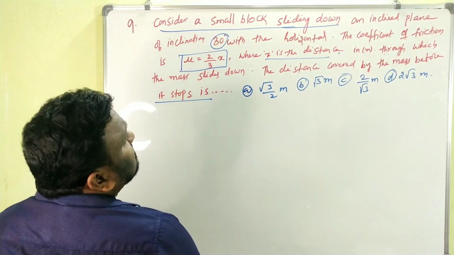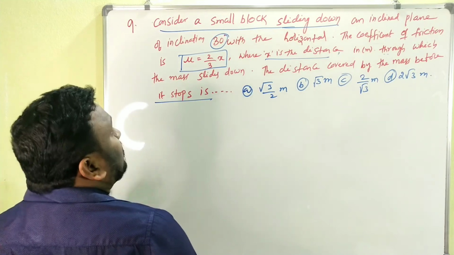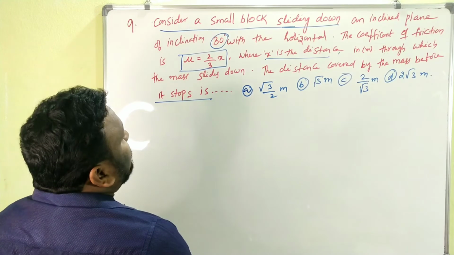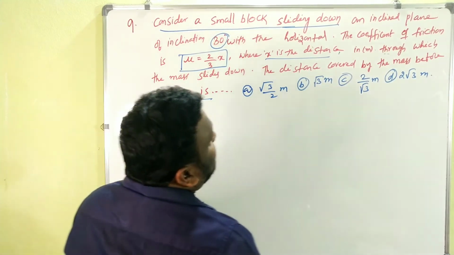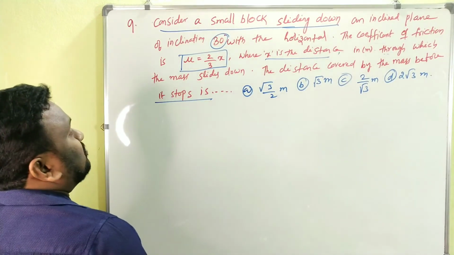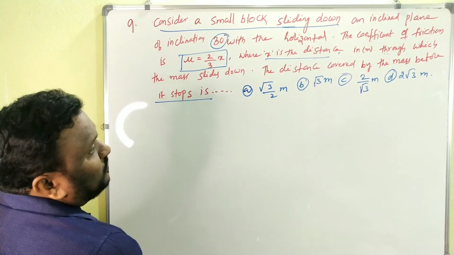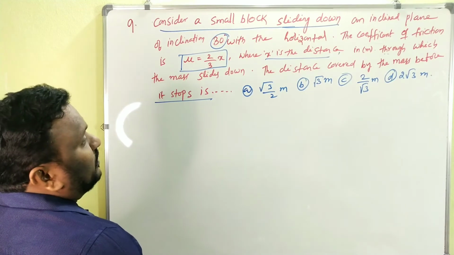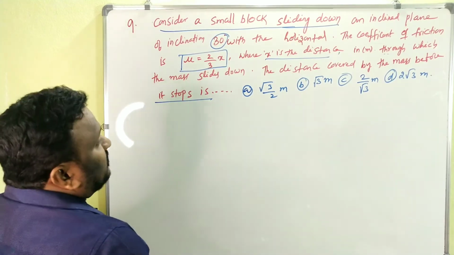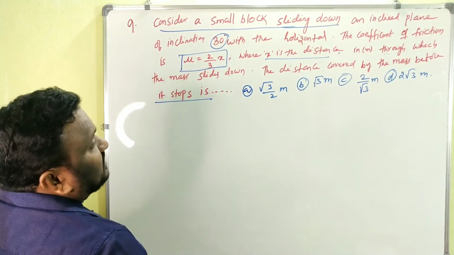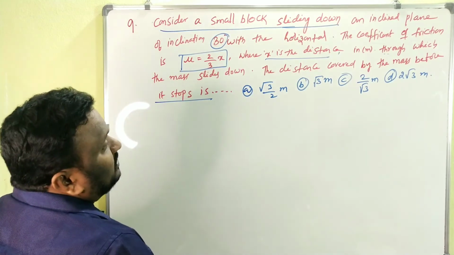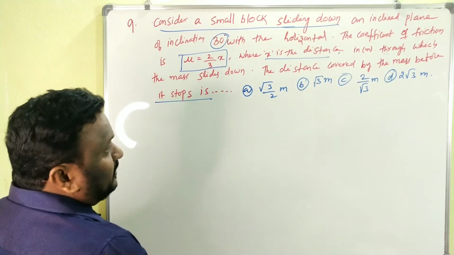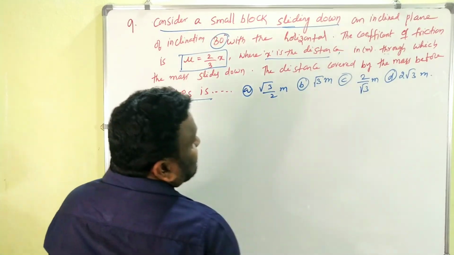Consider a small block sliding down an inclined plane of inclination 30 degrees with the horizontal. The coefficient of friction is mu equals 2/3 x, where x is the distance in meters through which the mass slides down. The distance covered by the mass before it stops is, that is what we have to find out. Options are given: first option is root 3 by 2, second is root 3, third is 2 by root 3, and D is 2 root 3. Let's go for the concept.